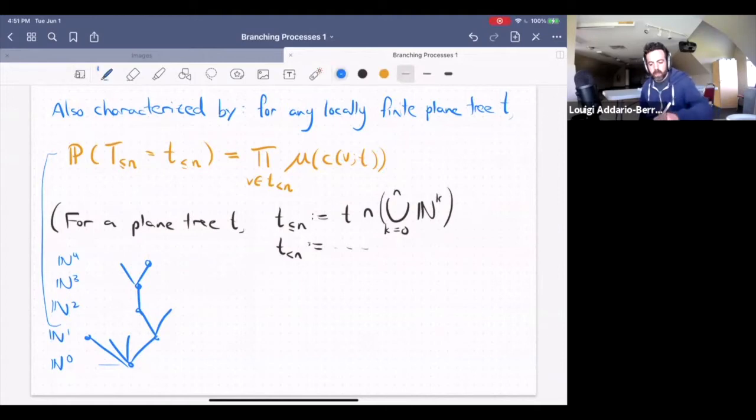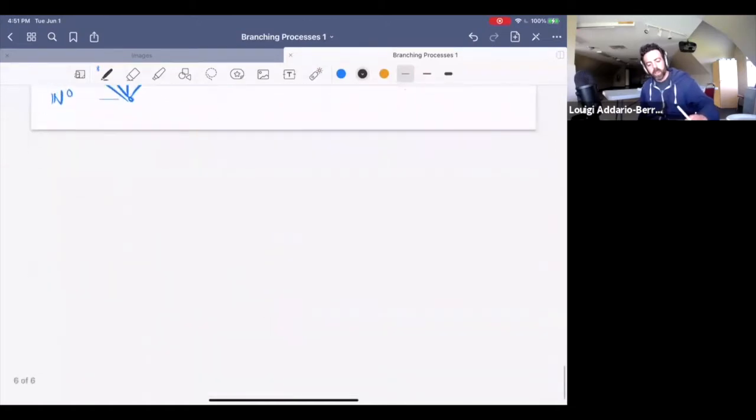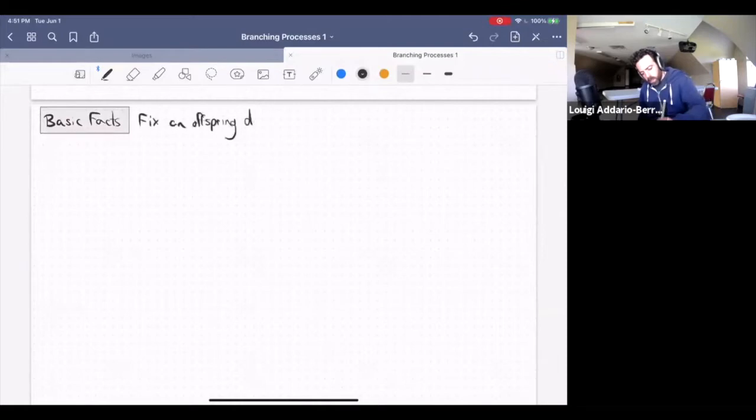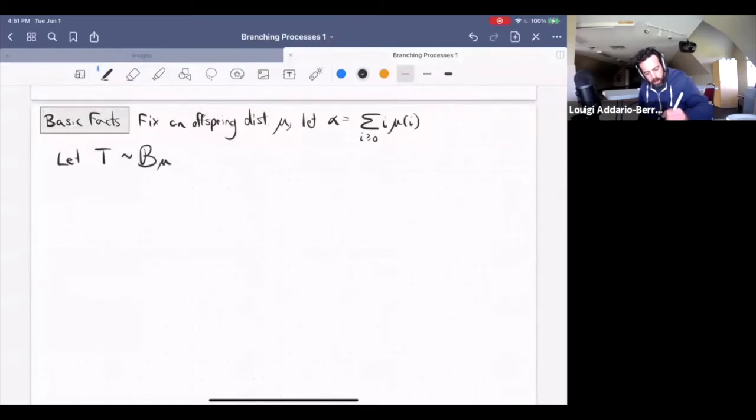Okay, so now I'm going to state a couple of facts without proof. If you've seen branching processes before, you've seen the proofs, and if you haven't, the proofs are beautiful and they're in the notes, and I strongly encourage you to read them. So let's fix an offspring distribution mu, and I'll let alpha be the expected value corresponding to this offspring distribution, so the sum of i mu of i. And then I'll let T be BGW mu. This is my notation hereafter for a Bienaymé mu tree.